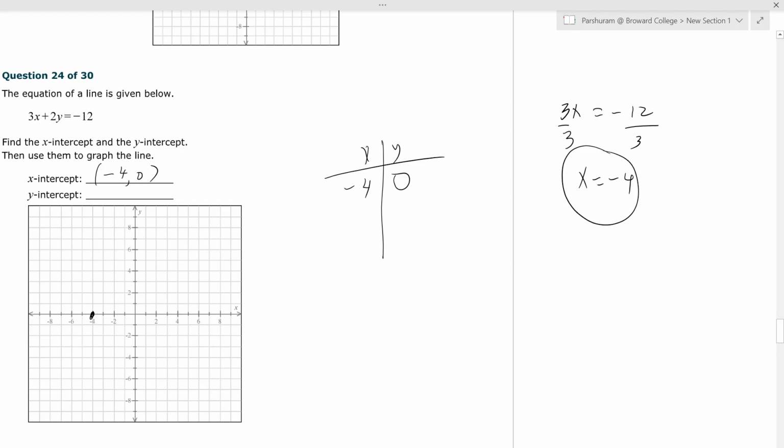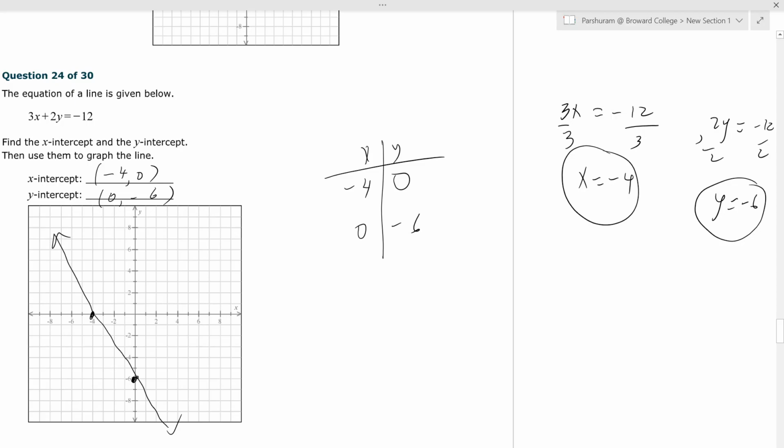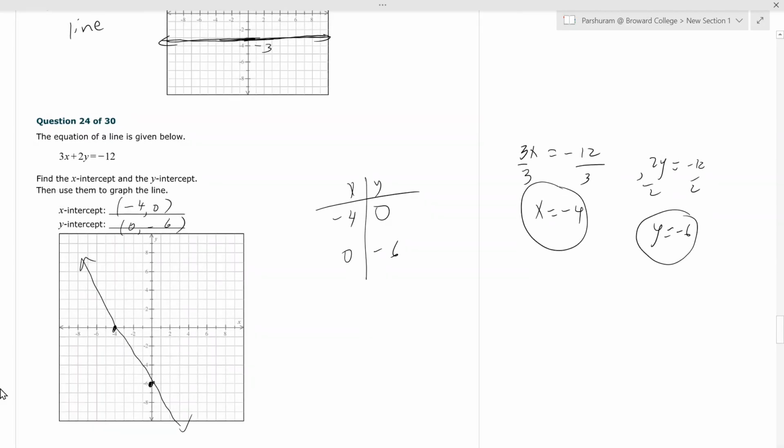To find out the y-intercept, we have to put x equal to 0 in the given equation. So if I put x equal to 0, I will get 2y equal negative 12. And if I divide both sides by 2, I will get y equal negative 6. So the y-intercept is 0 comma negative 6. So 0 comma negative 6 is this point. Okay, so we just have to join these 2 points, and that would be the graph for this line. So find the x-intercept, find the y-intercept, plot them and join them.